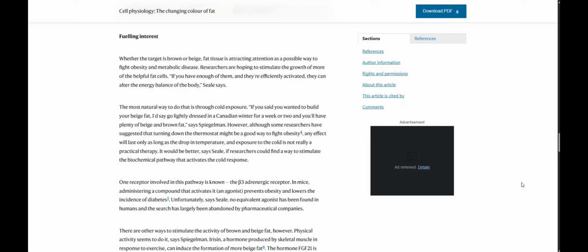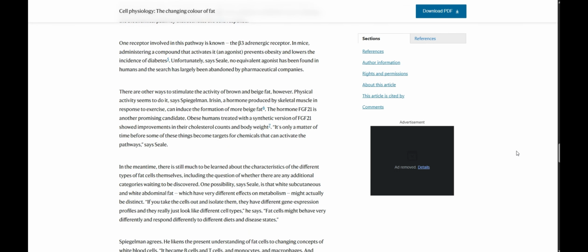However, although some research has suggested that turning down the thermostat might be a good way to fight obesity, any effect will last only as long as the drop in temperature, and exposure to the cold is not really a practical therapy. It would be better, says Seale, if researchers could find a way to stimulate the biochemical pathway that activates the cold response. And that goes back to what I posited, that the beige cells are like a higher turnover, a quick response to keep the organism alive, rather than a long-term process like brown fat in hibernating animals.